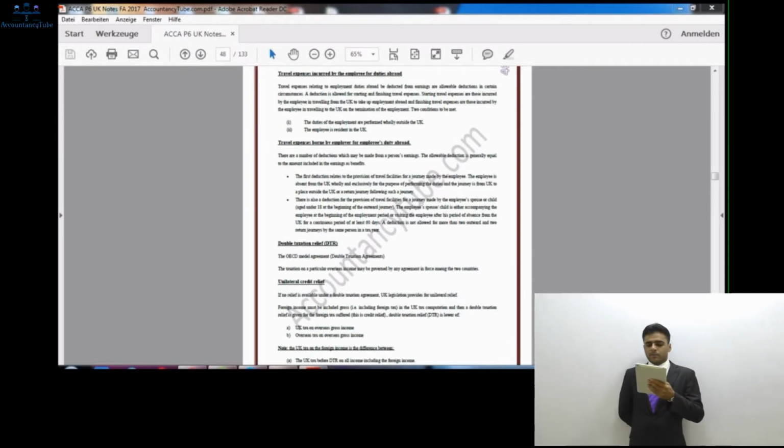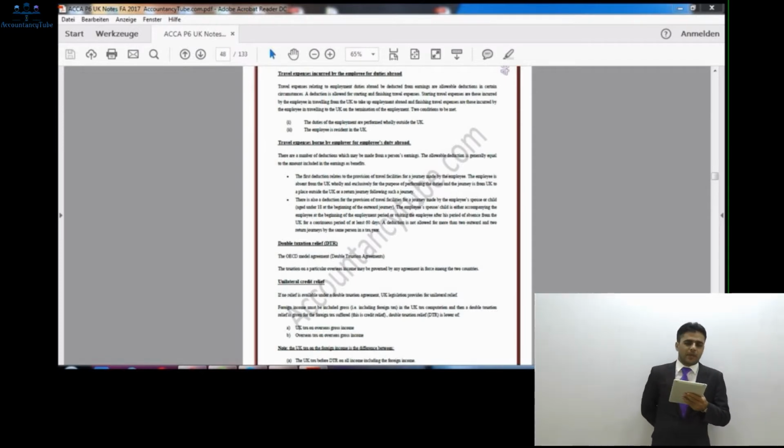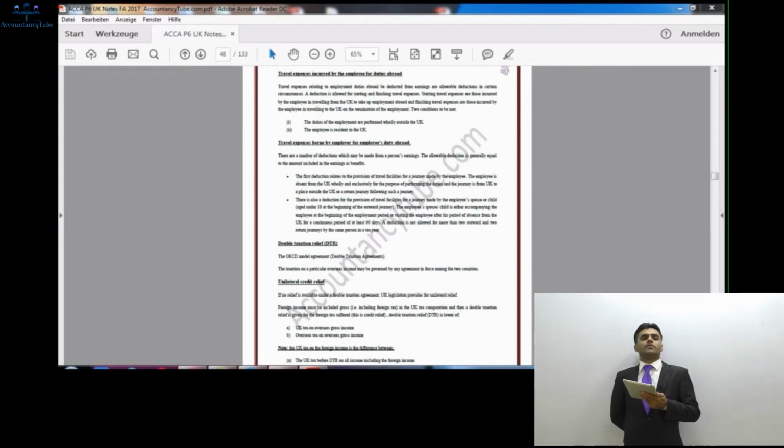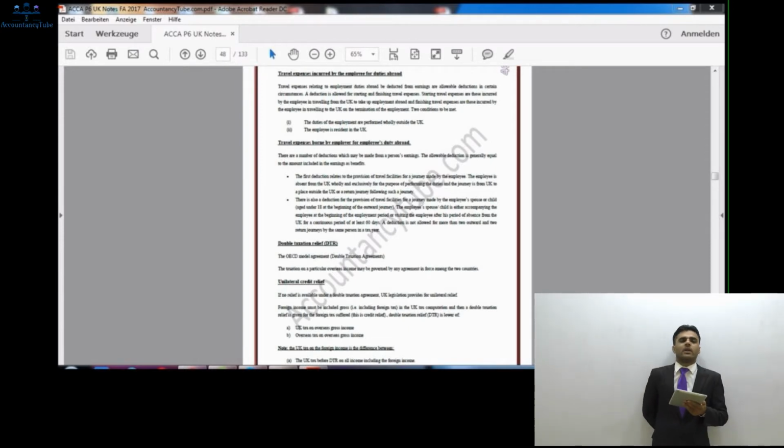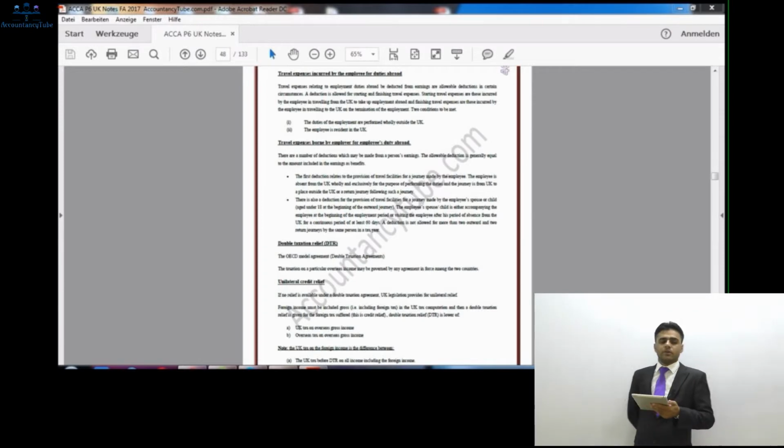Now if you come to page number 46 of your lecture notes, please. Employment income aspects. Sometimes you are required to go outside the UK for the performance of your duties. Say, for example, you are seconded from the UK to an overseas country. Now, what would be the treatment of the travelling expenses if the employee is paying them?